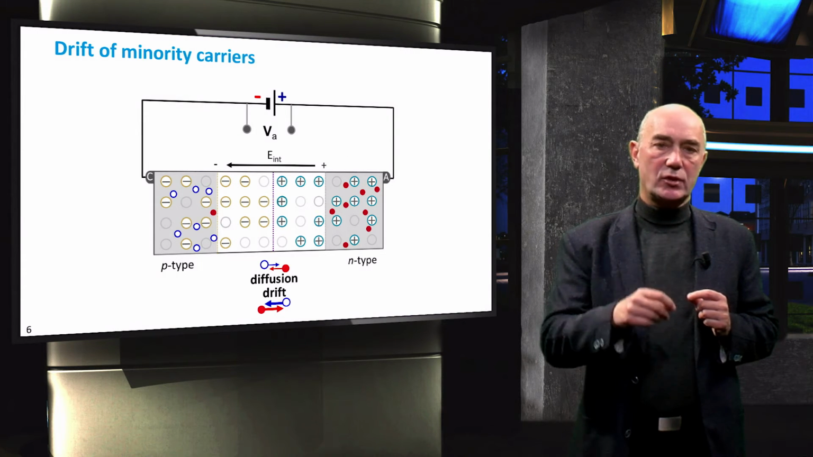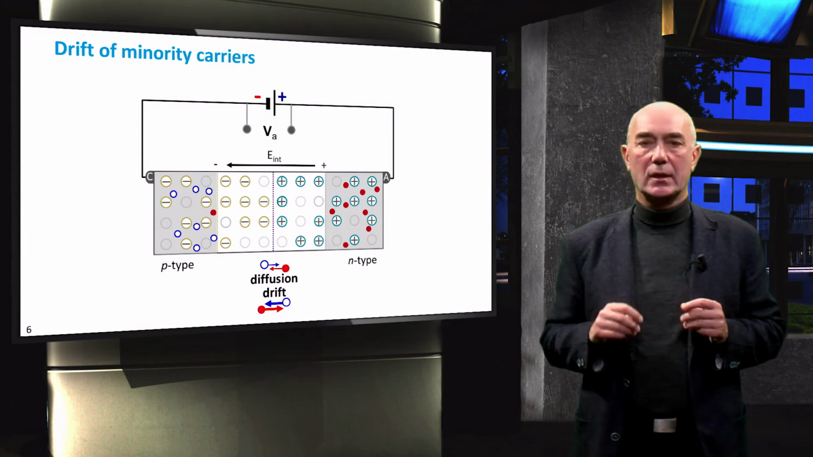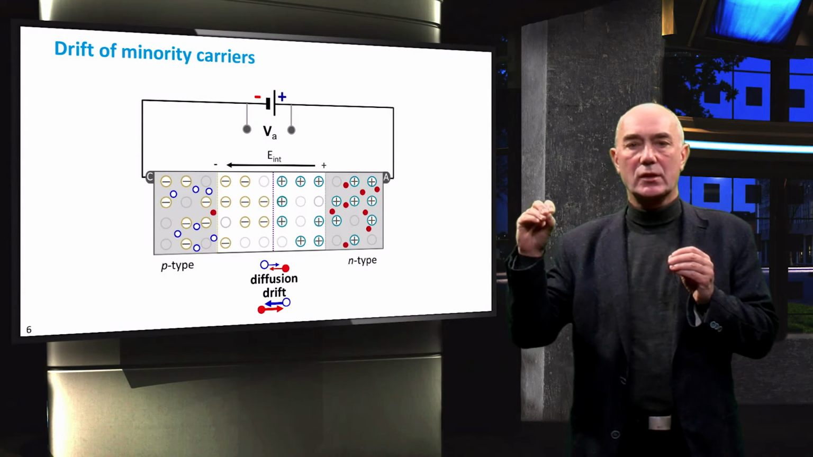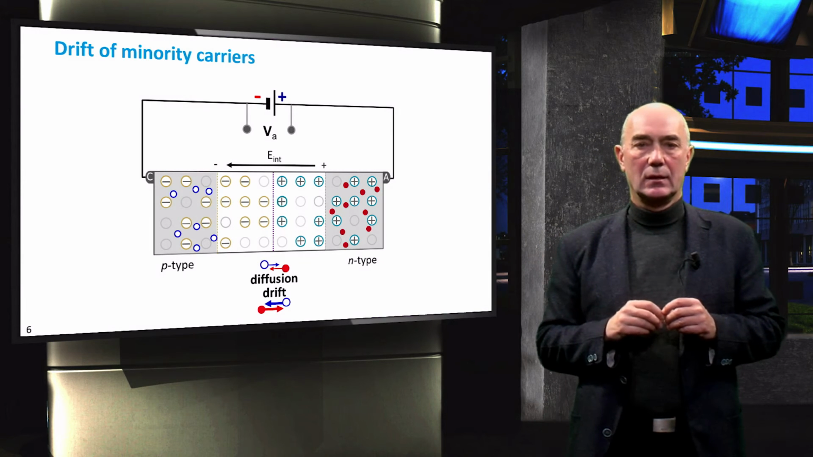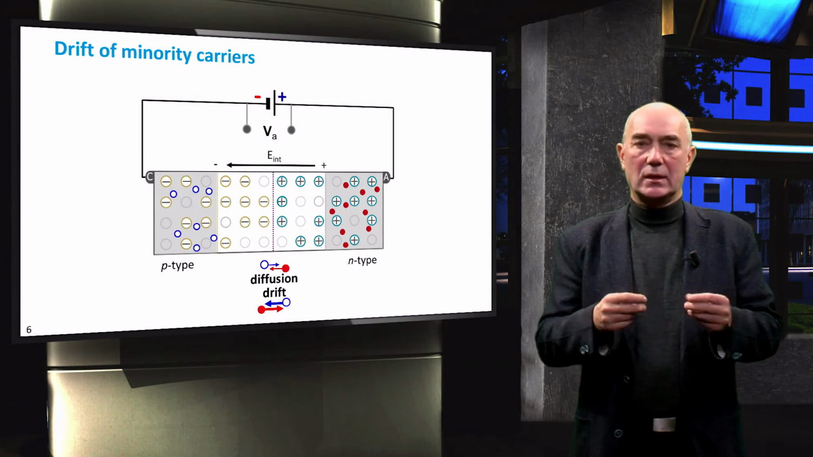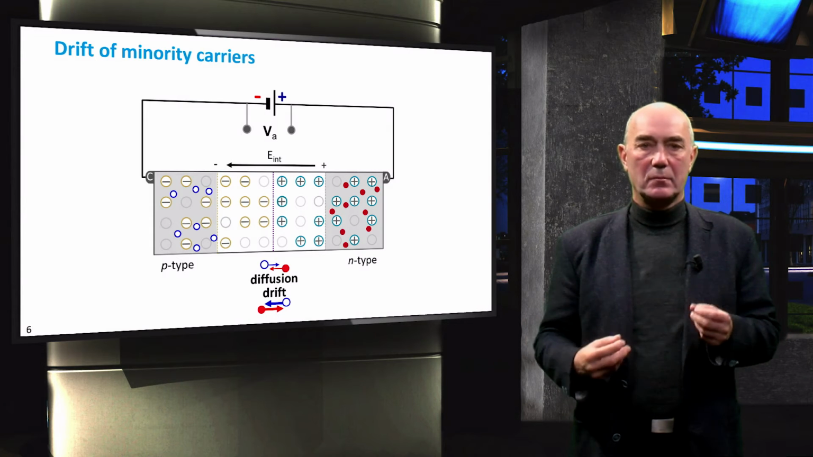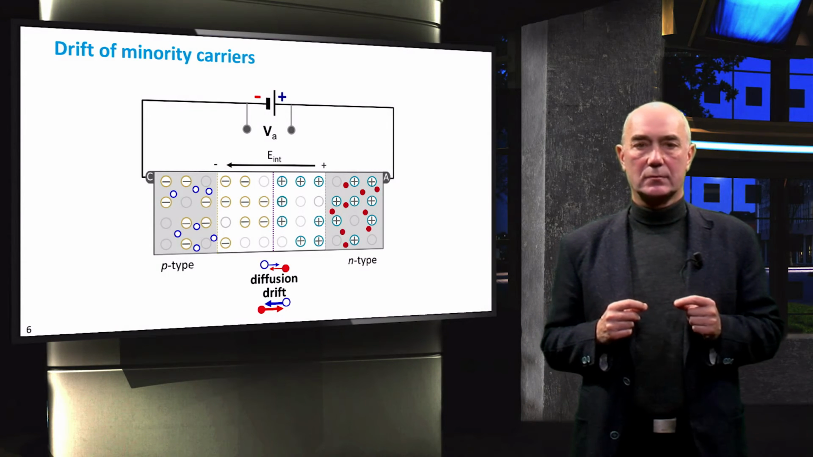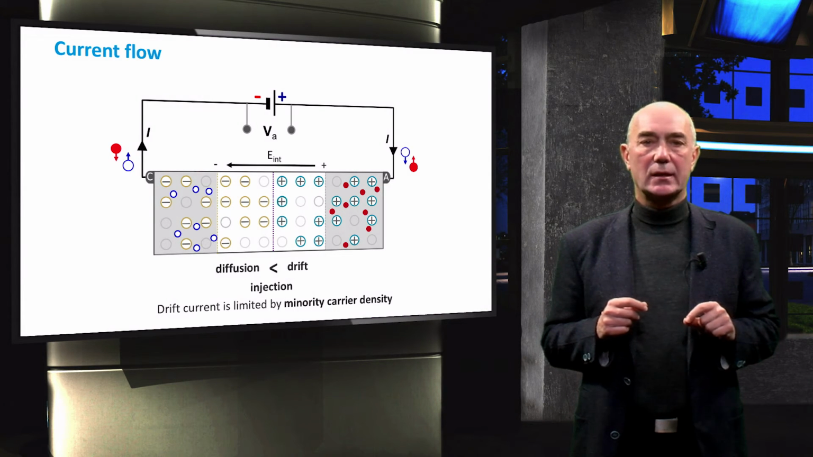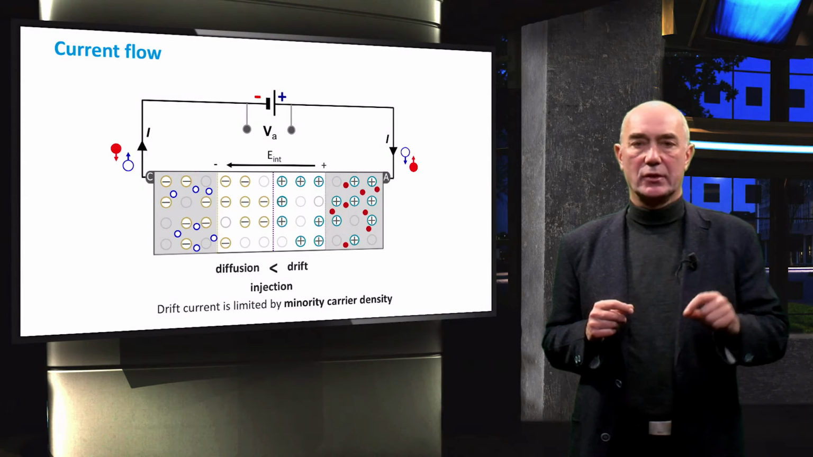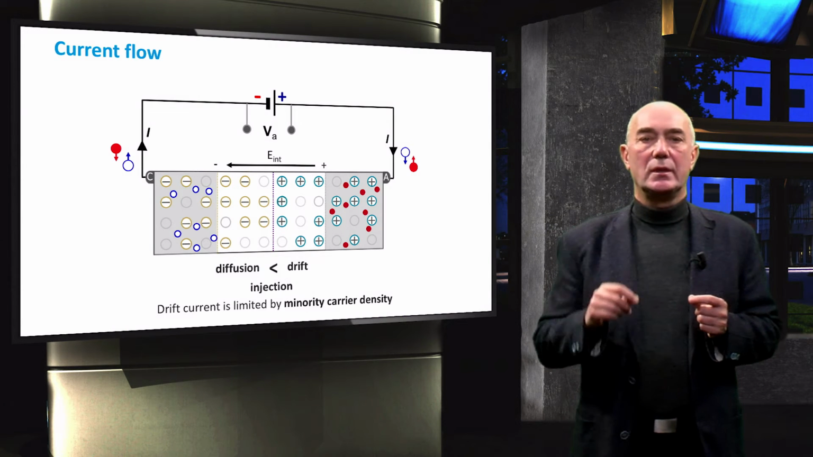You see an animation where a minority charge carrier, in this case an electron in the p-type region, makes it to the depletion region, and the electric field will push it towards the n-type region. The small number of minority carriers that are pushed by the internal electric field are replenished by the external voltage source. The external source injects minority carriers into the p and n-type regions. Here we can see an electron injected into the p-type region.